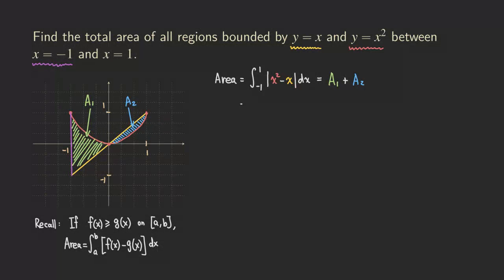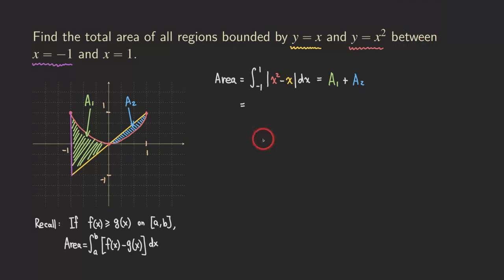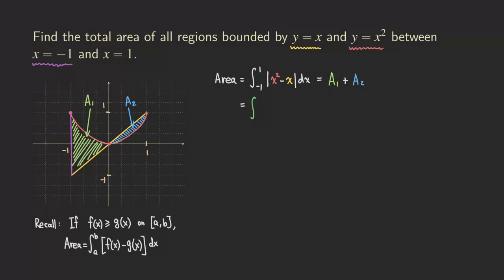So now, what is A1? A1 is the red curve. It's at the top, which is the x squared. Okay, so we are going to set up the integral. We go from -1 to 0. Why going from -1 to 0? Because we start from the leftmost x value, which is -1, and then this green region ends on the right side at 0. Okay, so we go from -1 to 0.